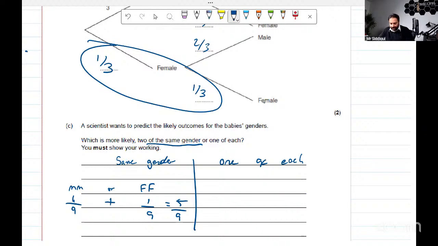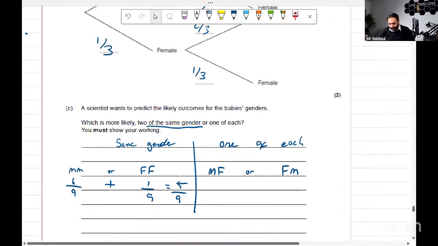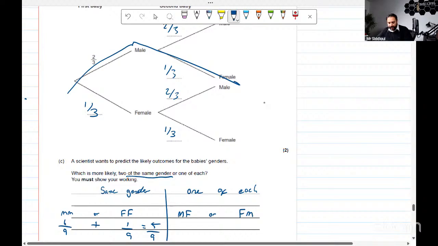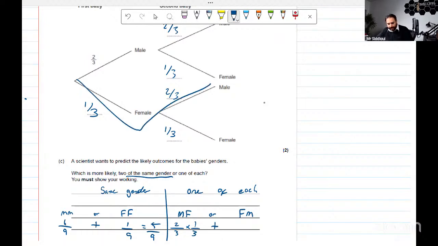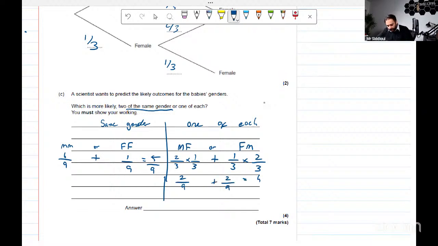Right, one of each. Again, what you need to do is write down the ways in which you can do this. One of each gender means that you could get a male and then a female, or a female and then a male from your two births. So to get a male and then a female, it's 2/3 times 1/3. Or female, male, that's 1/3 times 2/3. You could just do it once and double it, because it's going to be the same thing. That is 2/9 add 2/9, which is 4/9.